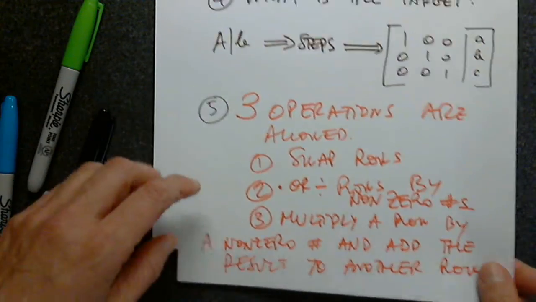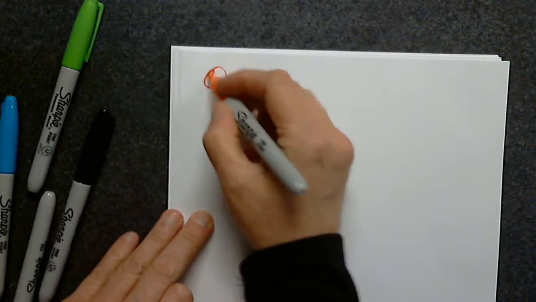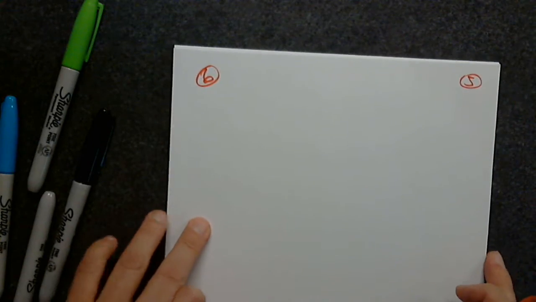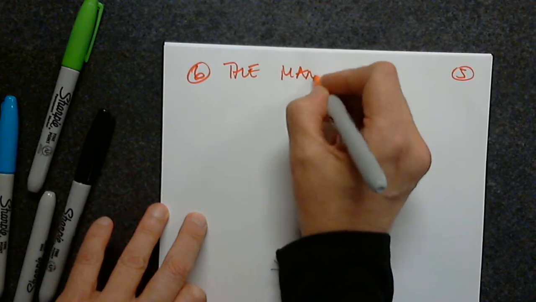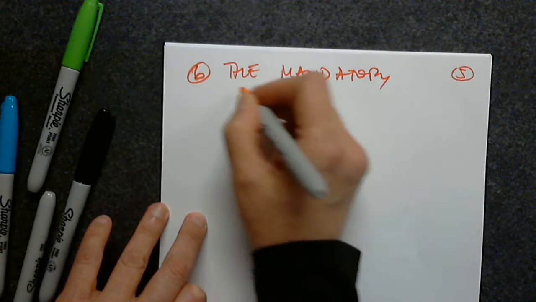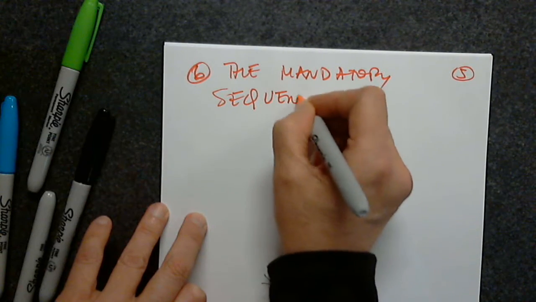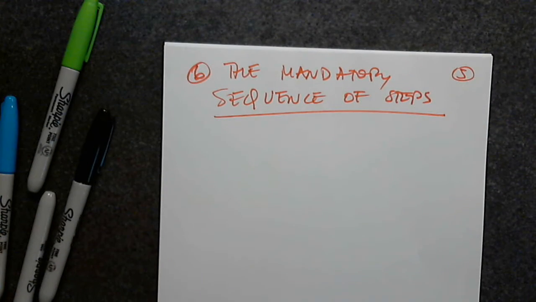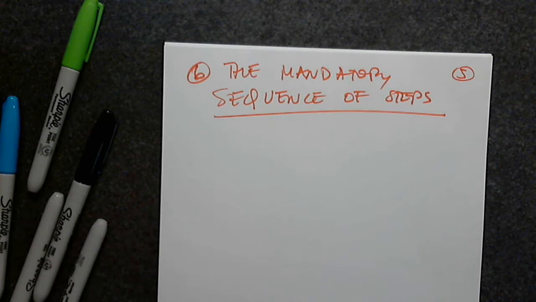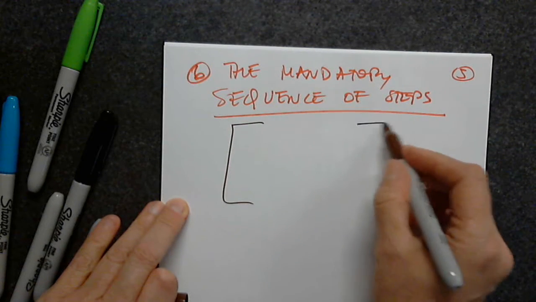Okay, I still have another step. Step 6. Step 6 is the mandatory sequence of steps. If you deviate from these steps, you will not solve. So this is the mandatory sequence of steps. So we want the augmented matrix to look like this.